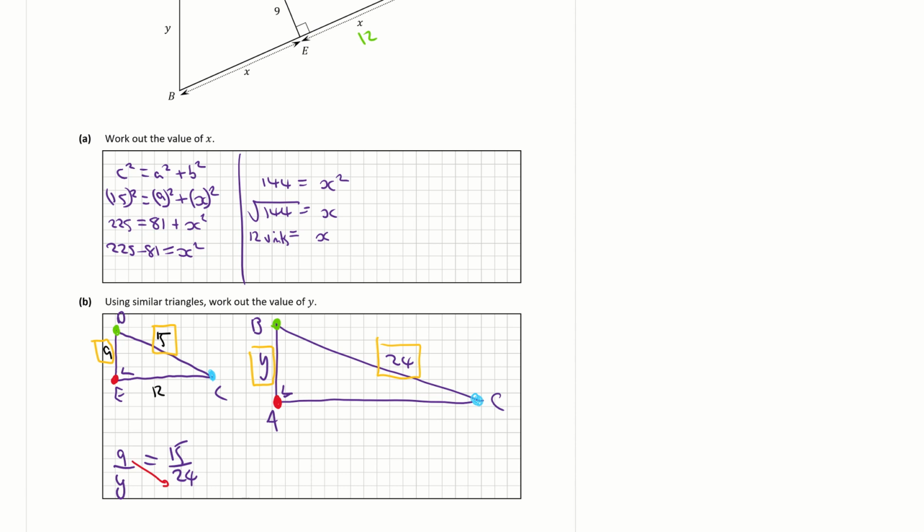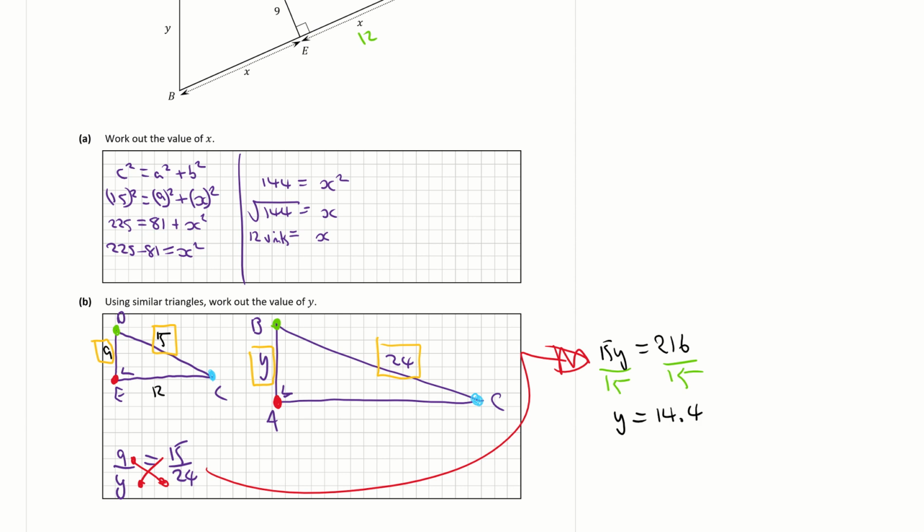I need to solve this fraction, so I cross multiply. I'm running out of space here, so I'm going to do it over here. When I cross multiply, I have 15 times y, which is 15y. I have 24 times 9, which is 216. I divide both sides by 15. So y is equal to 216 divided by 15, which is 14.4. It doesn't say to one decimal place or not, so I'm just going to leave it as 14.4 units. It doesn't say if it's in centimeters or not. That's the end of question 14, and that's the end of the exam paper.